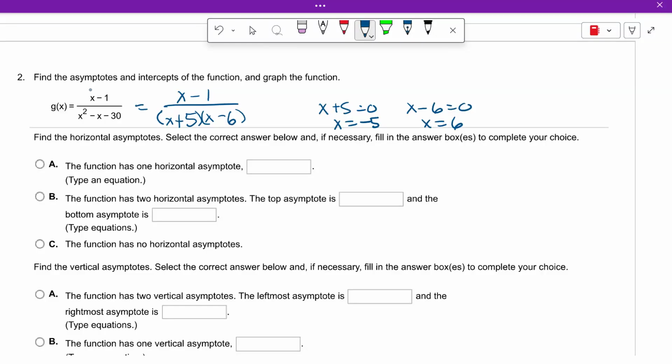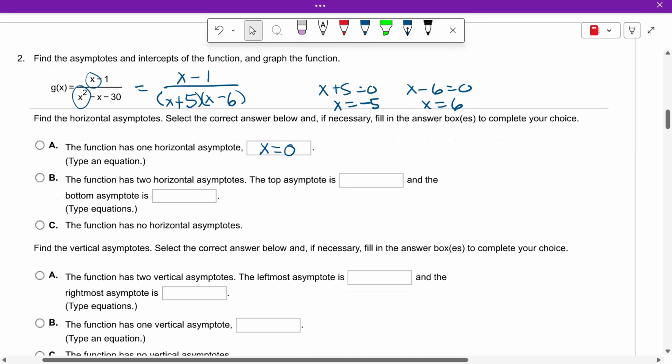Okay, the higher power is in the denominator, so I have one horizontal asymptote. It's going to be x equals 0. Vertical asymptotes, I'm going to have two. The left one is at x equals negative 5, and the right one is at x equals 6.